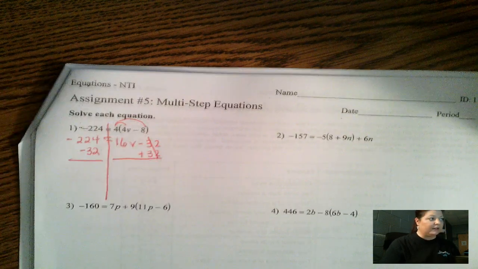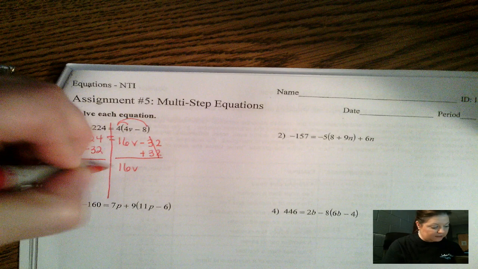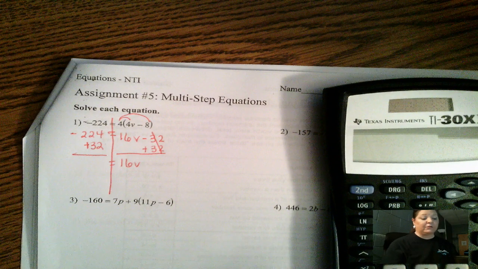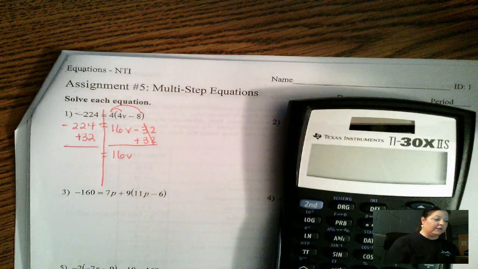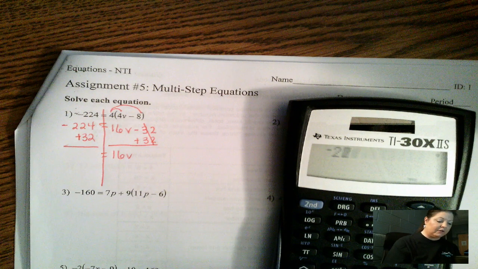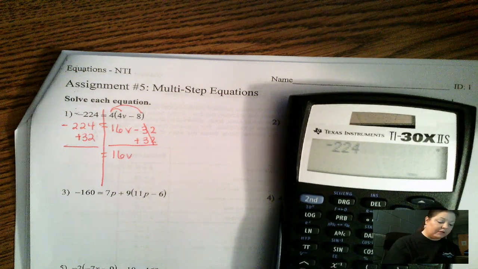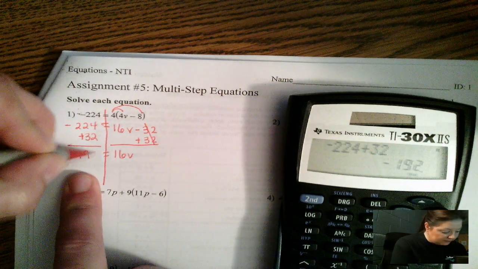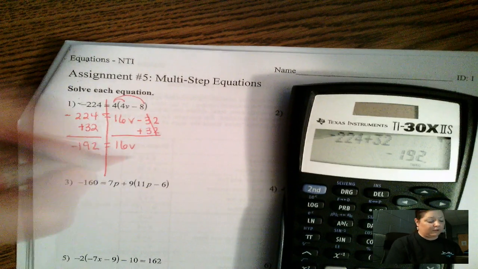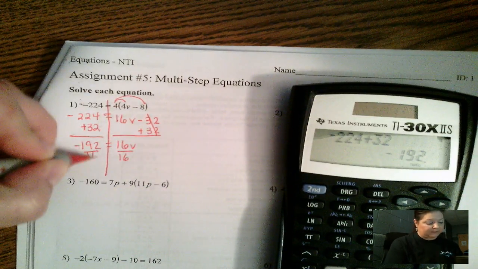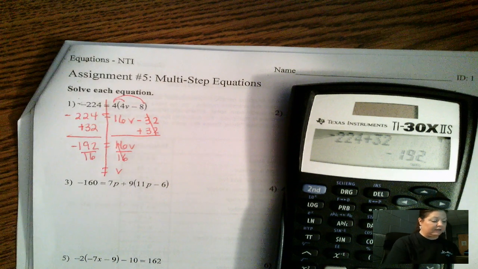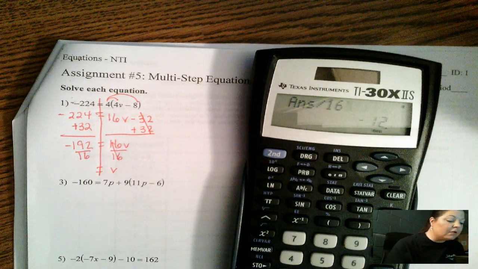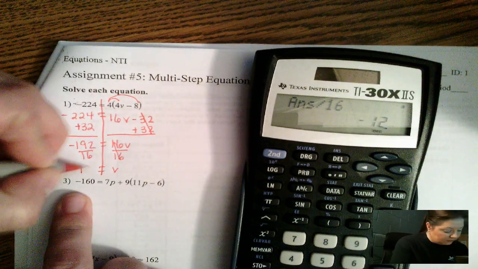That cancels that 32 out, and we bring down our 16v, and now we have, oops, I almost put a minus on there. That's why we always make sure we put our pluses or minuses. All right, so turn your calculator on, and you have negative 224 plus 32, and that gets you negative 192. Now we have a one-step equation, so we're going to divide by 16 on both sides, and v is equal to negative 192 divided by 16, which gives you negative 12. So negative 12 is our answer.